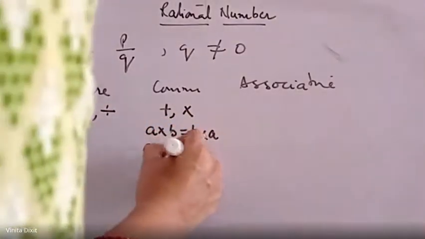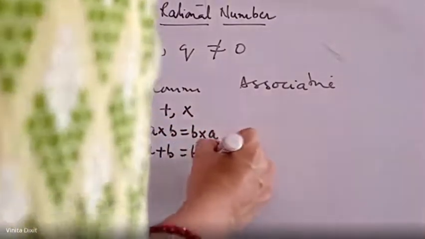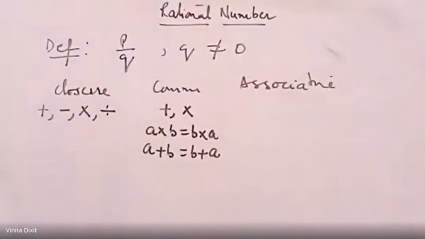That is, if you change the order of the numbers, the answer won't change. You multiply two numbers, it remains the same. You add two numbers, it remains the same. And it is not true for subtraction and division.